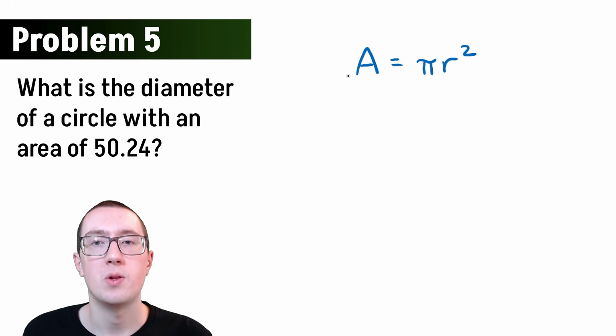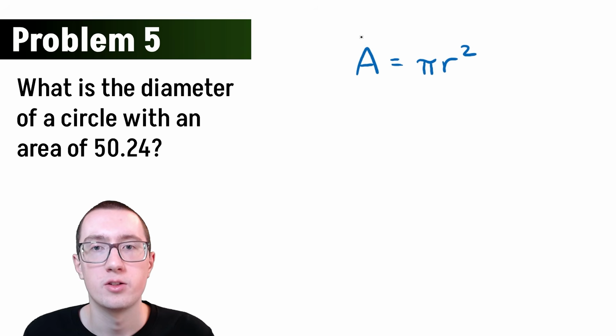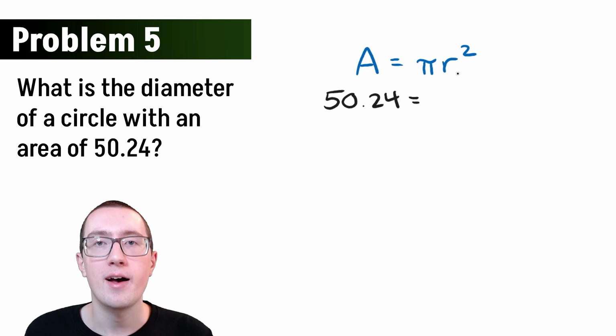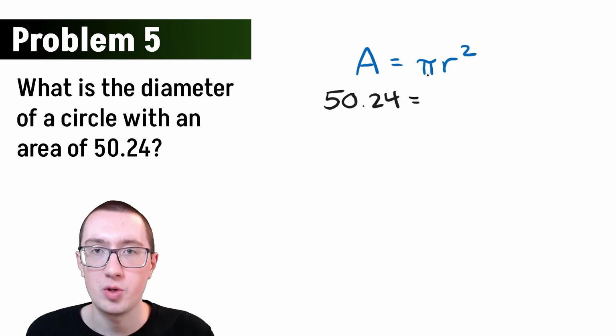So let's go ahead and plug in what we know for each letter. This is how you use formulas. You just plug in every number that you know. So A, we're going to replace with 50.24 because we know that that's the area. Now pi is always 3.14. So depending on the problem, you might have to replace pi with 3.14, or you leave pi the same and just treat it as if it's like a variable.